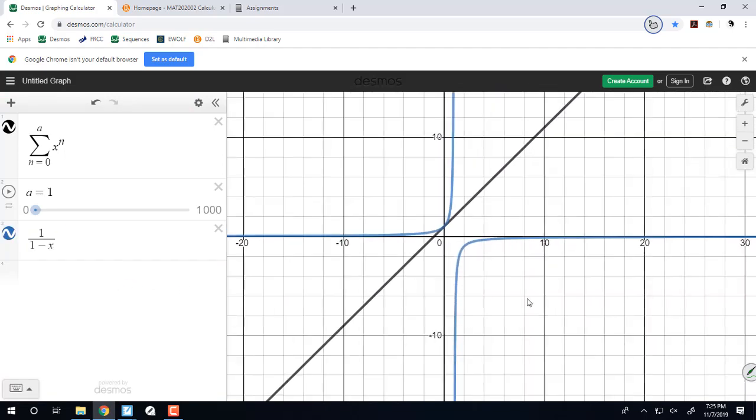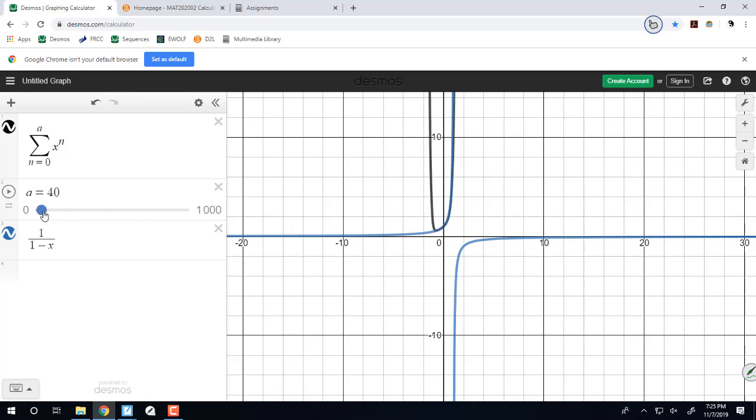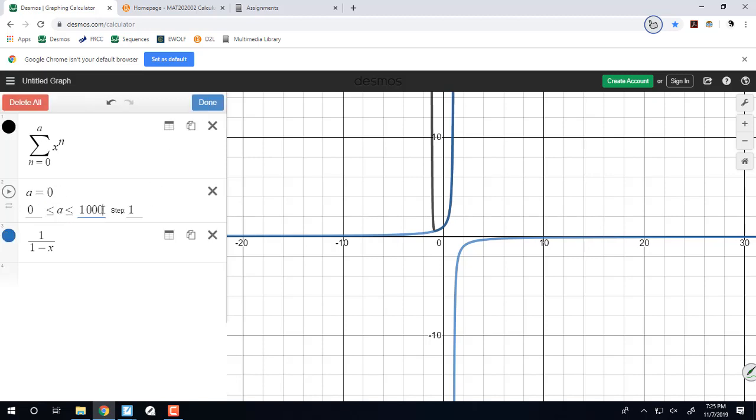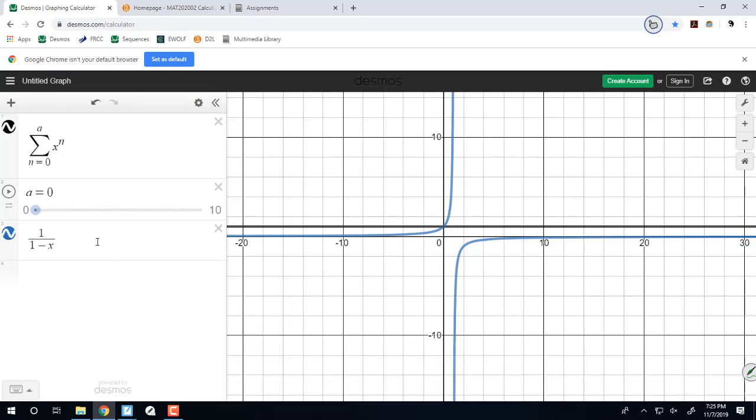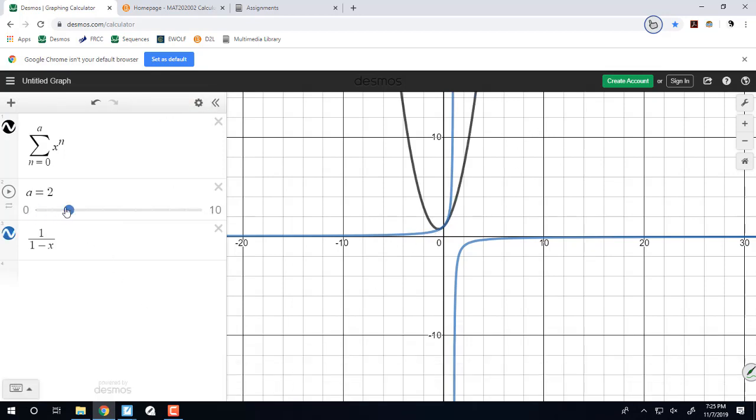Okay, so here's our function 1 over 1 minus x, and here's the series for that. It happened really quickly. Let me scoot this down a little bit. So there's the quadratic, the cubic, fourth degree. Okay, so we see that series is approaching, or converging to, the function 1 over 1 minus x.